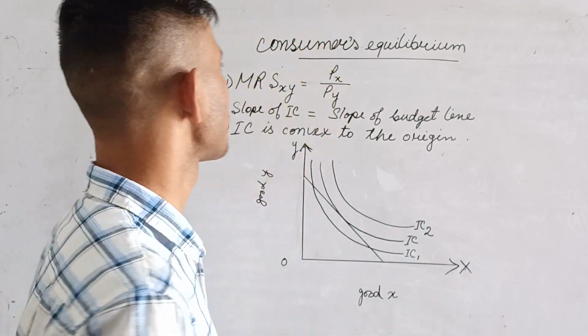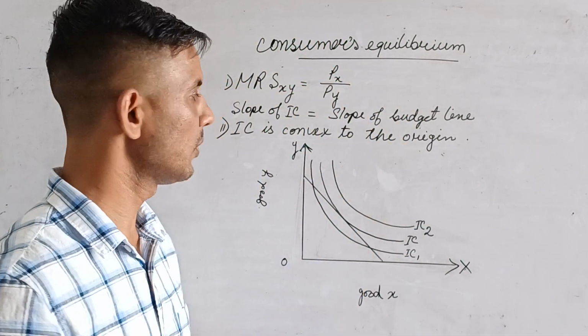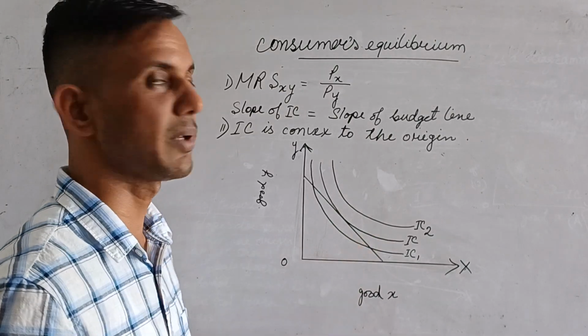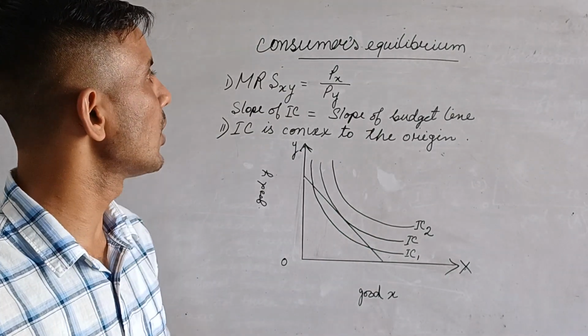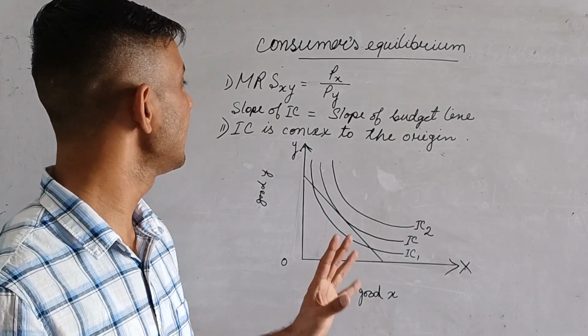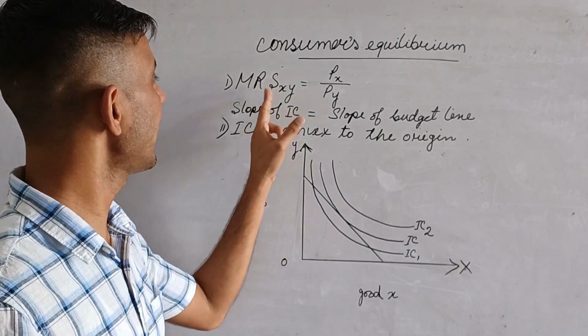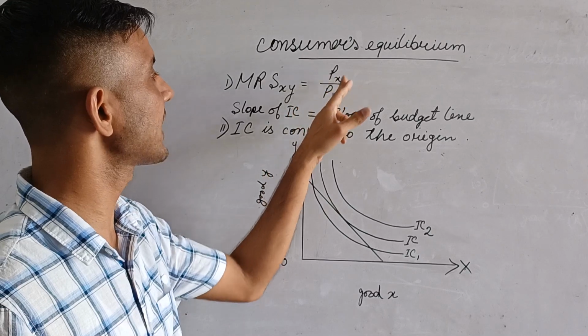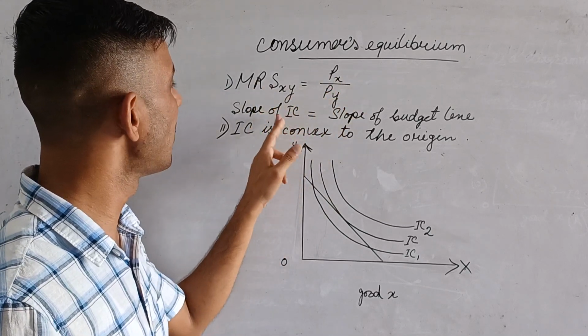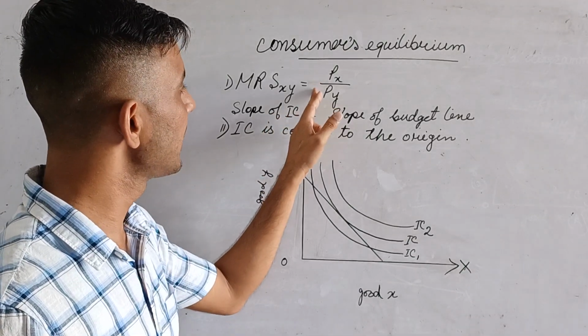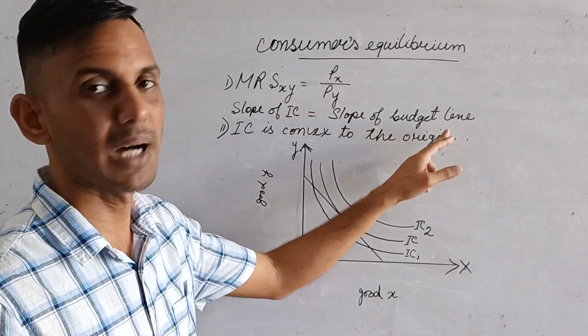Today we'll discuss consumer's equilibrium with the help of indifference curve and the budget line. In case of consumer's equilibrium, mainly there are two conditions: MRS xy is equal to Px divided by Py. MRS xy means the slope of indifference curve, and Px by Py is the slope of budget line.